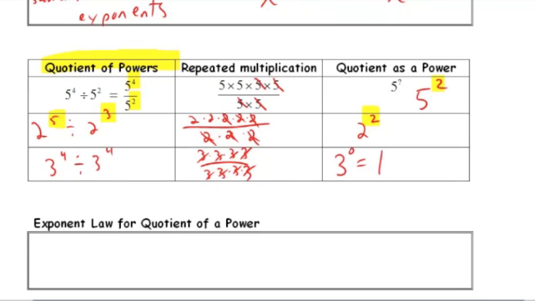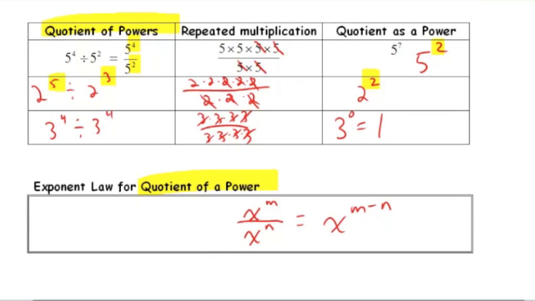Okay, so the exponent law for quotient of a power is going to say, hey, if the bases are the same, so if you have x, the base, divided by the same base to a different power, we can simplify that to be x to the m minus n. Okay, so we'll get lots of practice with simplifying exponents questions.